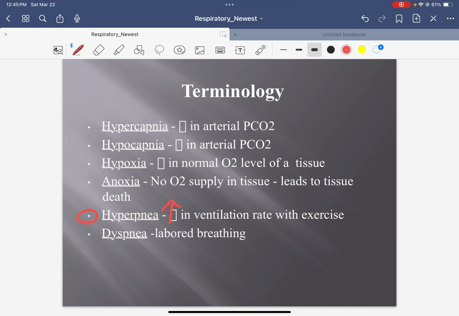Then I'd like you to know hypoxia and hypercapnia. Hypercapnia is too much CO2. Hyper means too much. Hypercapnia, too much CO2. Hypoxia, not enough oxygen. All the rest are extra.